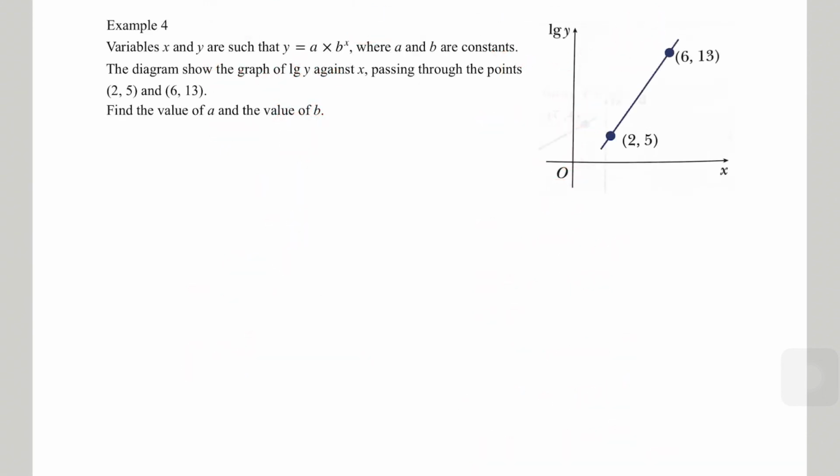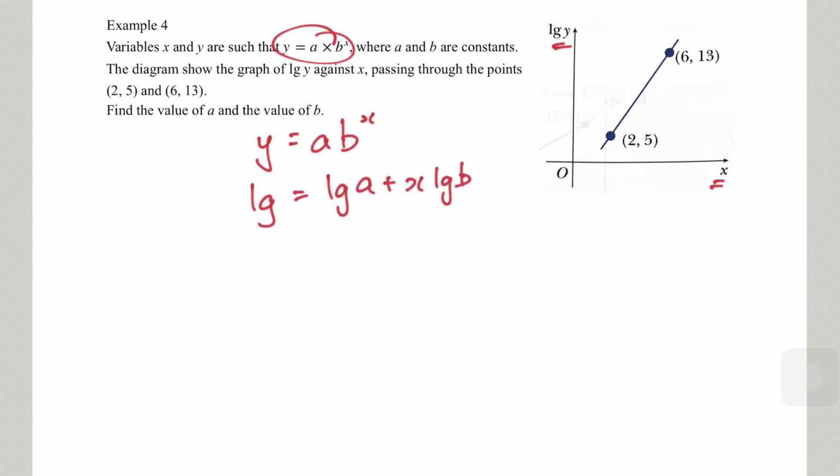In example 4, okay, the idea is similar. However, we are given that this graph of log y versus x. Why is that so? If you look at the function that was given to you, y equal to a times b to the power of x, if you want to linearize this function, you will have log y equal to log a plus x log b. And you can see your capital Y would be your log y and your capital X is x. So that's why the question gave you a graph of log y versus x.